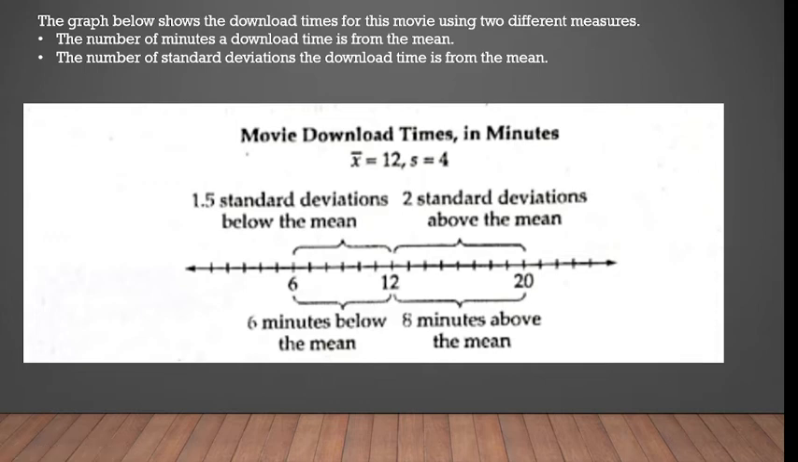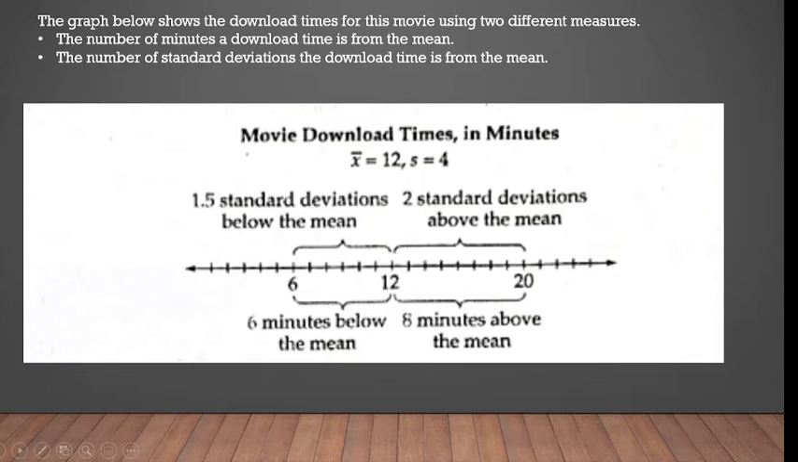The second measure is the number of standard deviations the download time is from the mean. Using the given standard deviation of 4 and the number of minutes below and above the mean, we will get the standard deviations below and above the mean. First, we have 6 minutes below the mean. We divide it by the standard deviation, 4. So 6 divided by 4 is equal to 1.5. So our standard deviation below the mean is 1.5.